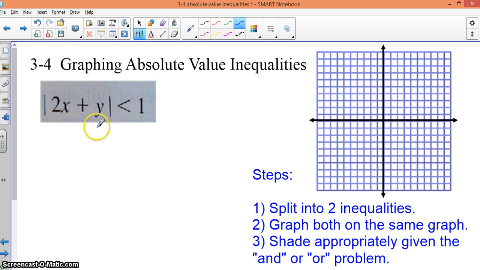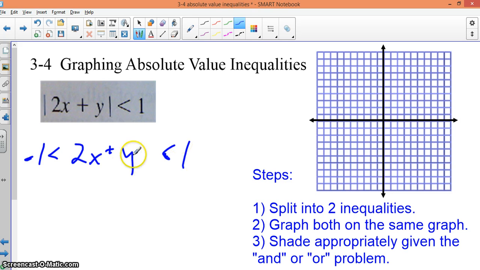So what you do is you start off with a pen. Actually, I need a pen here. And so we have this problem here. If absolute value is less than, in this case 1, if absolute value is less than something, it turns into this here. So it's got to be less than 1 and it's got to be greater than -1. So you have -1 is less than 2x plus y is less than 1. Okay, so step 1, split into two inequalities.